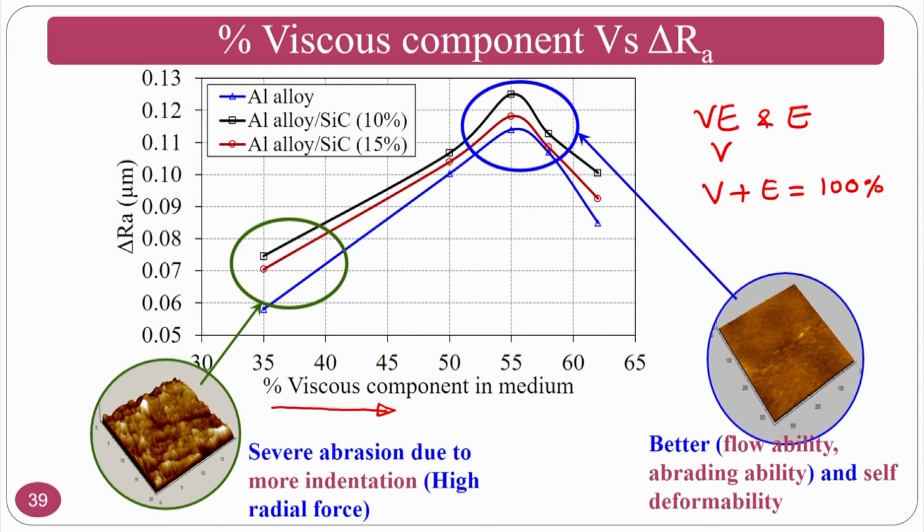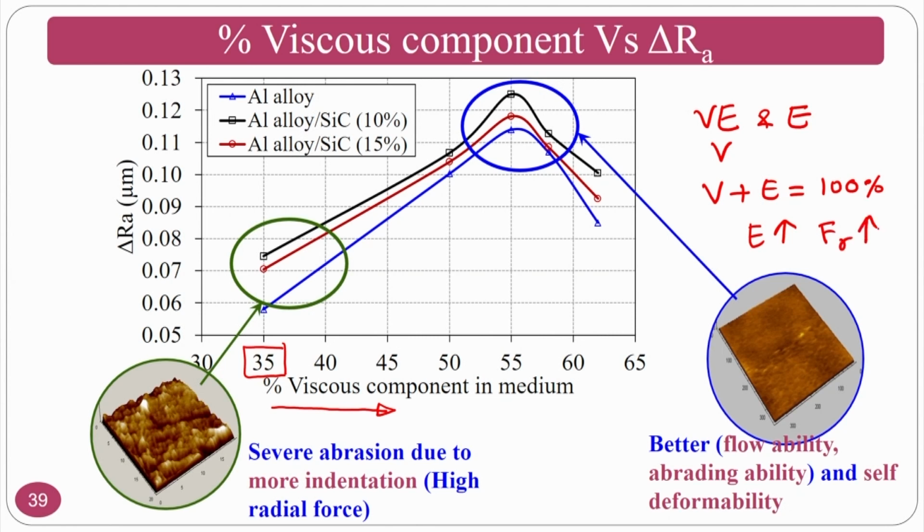Based on that, what we are doing here is we change the different mediums with a different viscoelastic component. For example, if both are 100%, now we are plotting with respect to the viscous component. If your viscous component is 35, what does it mean? It means that your elastic component is 65. So that means that your elastic component is dominating. If your elastic component dominates, then your radial force will be high.